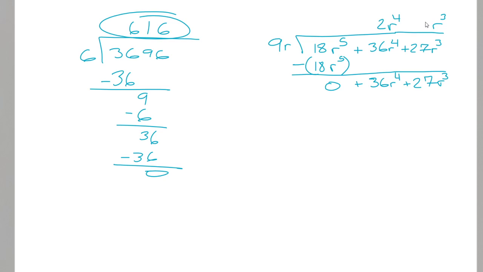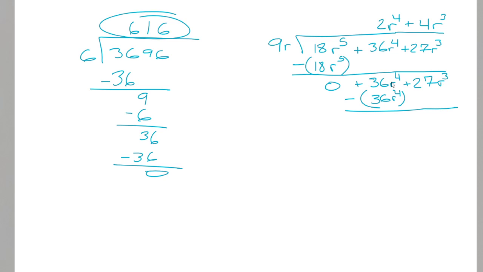Well, that's going to be 4 plus, because it's positive, because we're going to do the inverse. So 9 times 4 is 36. R times r to the third is r to the fourth. So then we're going to do the inverse by subtracting that, just like we did with long division over here with integers.